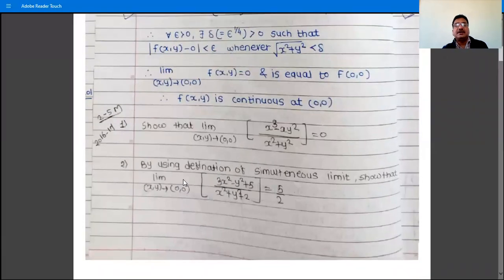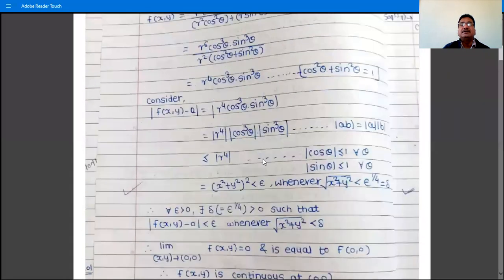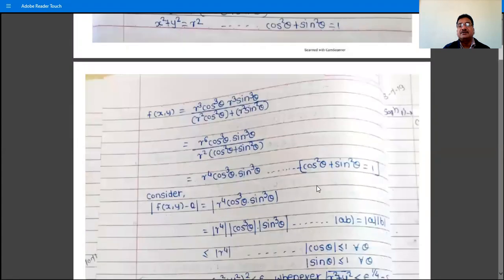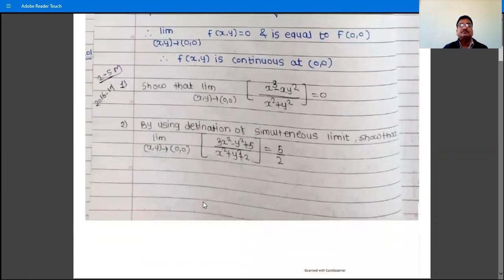So the next question is: show that the limit as (x,y) tends to (0,0) of (x cube minus x y square) divided by (x square plus y square) is equal to 0. So use polar coordinates. Solve this example similar to the example x cube y cube divided by x square plus y square. That is, use polar coordinates and solve this example.